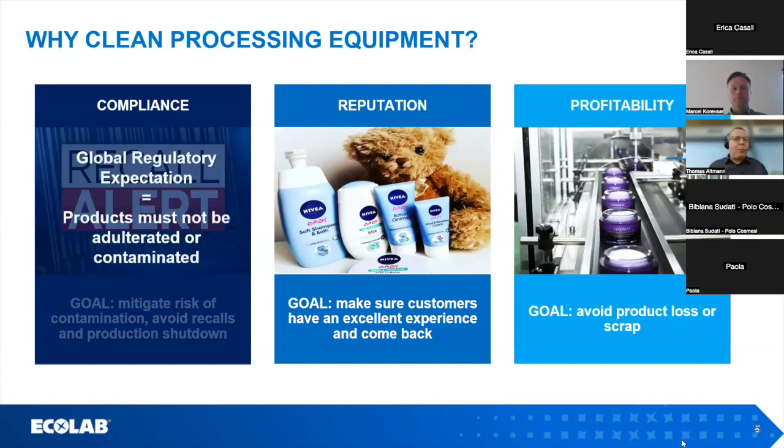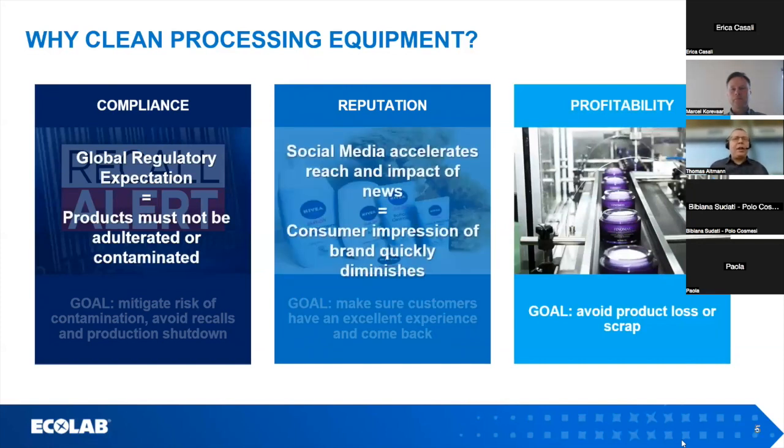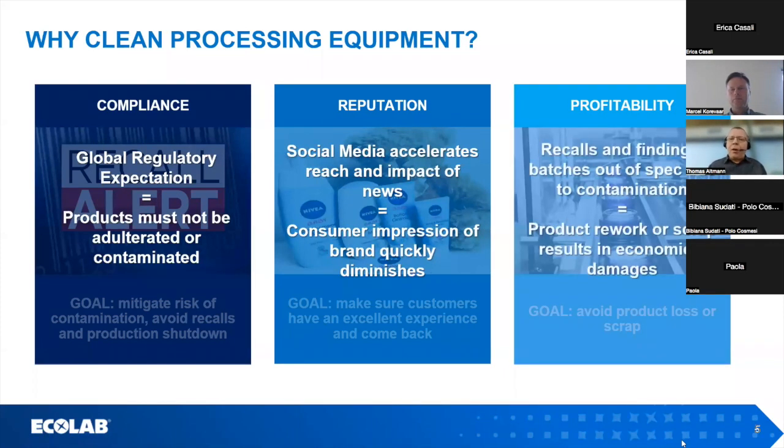So to recap, compliance is a global regulatory expectation that your products should not be contaminated or adulterated. And from the reputation point of view, if there is some product not of high quality, or not in the quality that is expected, social media today is so quick, and then your consumer might get the impression that these products are not good for me, and they will not come back to buy it. Also, if there are recalls or findings of batches out of specification or with contamination, that might lead to scrapping the products or significant rework, or it is an economic damage, meaning that all the raw materials have to be scrapped. This is not a nice situation for any of us.